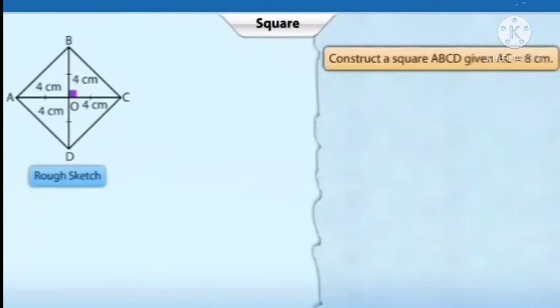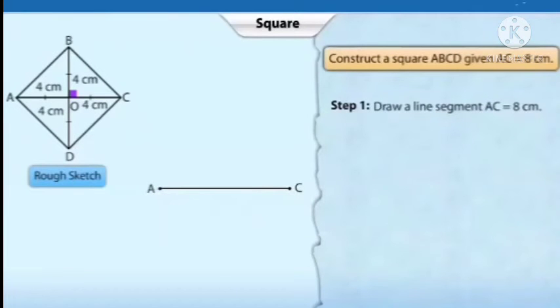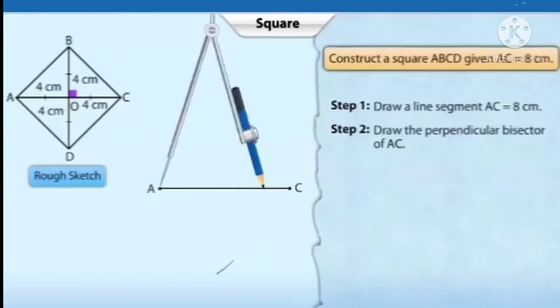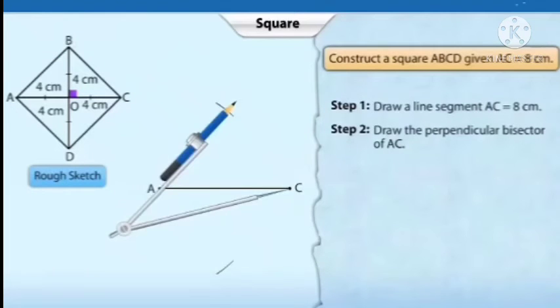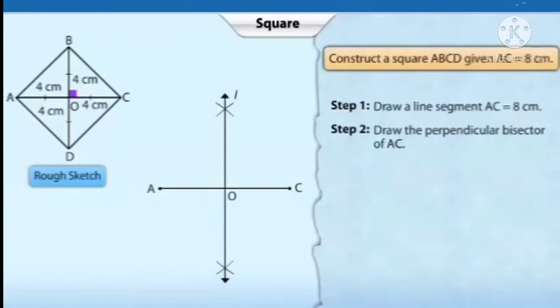Let us observe how to construct a square ABCD when a diagonal AC is given. So here is the rough sketch with the diagonal 8 centimeter. At first we will draw diagonal AC 8 centimeter and we will draw a perpendicular bisector of AC so that distance OA equals OC. As we know, diagonals of a square are equal in length and they bisect each other.